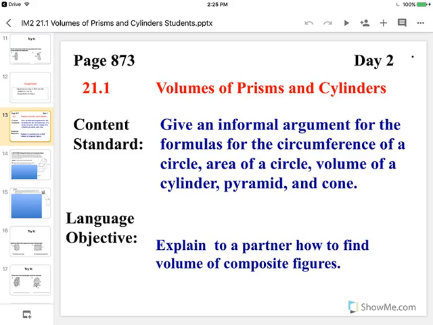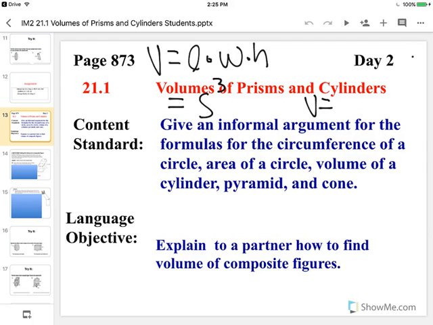Let's go over the review of what we learned yesterday. The volume of a prism is length times width times height, or in the case of a cube, s to the third power. The volume of a cylinder is pi r squared times the height. For the general form, the volume is always the area of the base times the height.